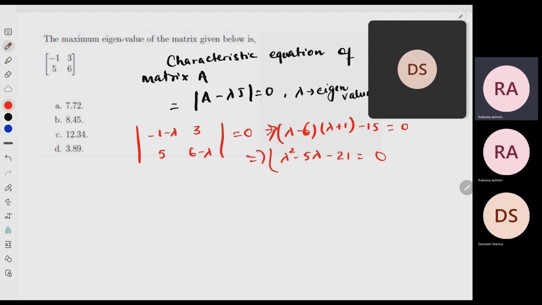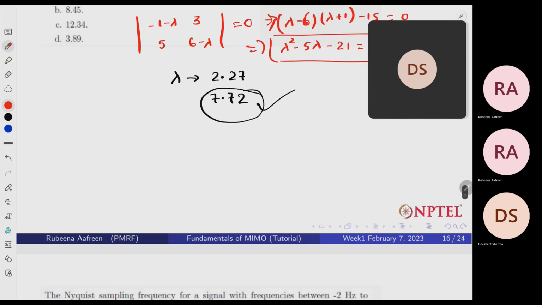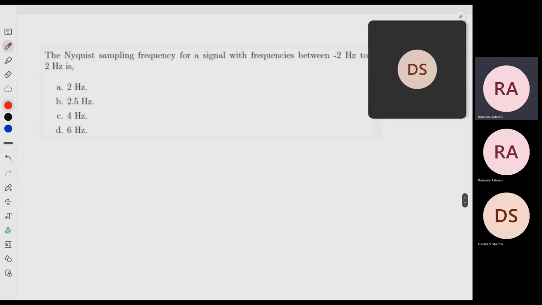So this is the equation that we get after solving. This will give two values of lambda, as it is a quadratic equation. One value is, I think, 2.72, the other value is 7.72. This is 2.27 or 2.72, I'm not very sure. So from here we can see that the maximum value is 7.72. So for this question, A is the answer. Moving on to the next question.